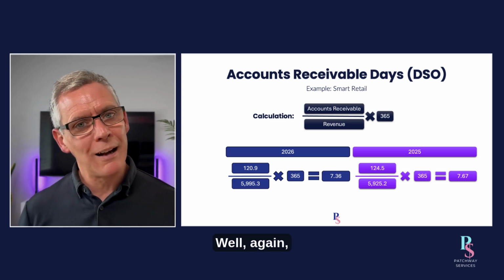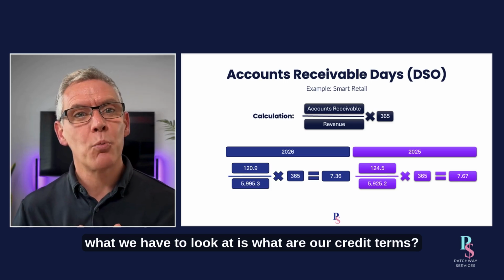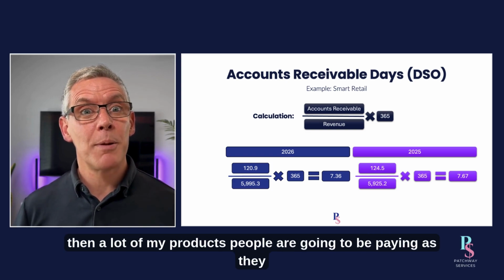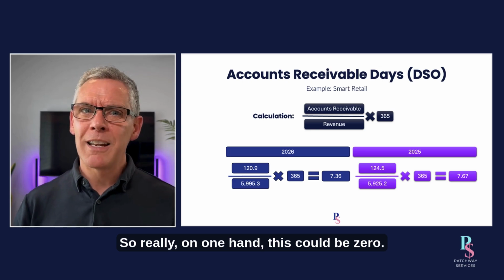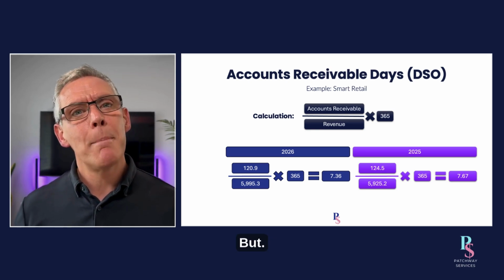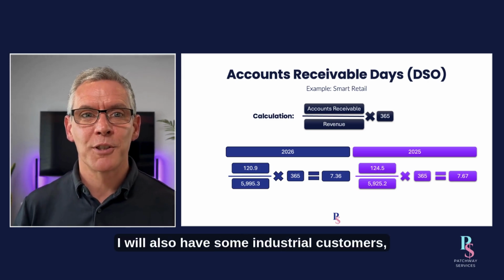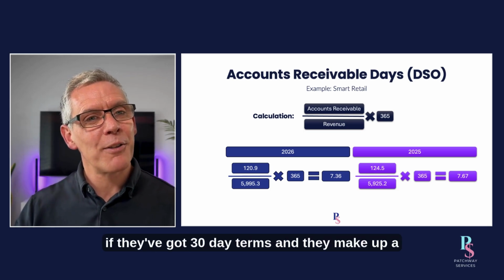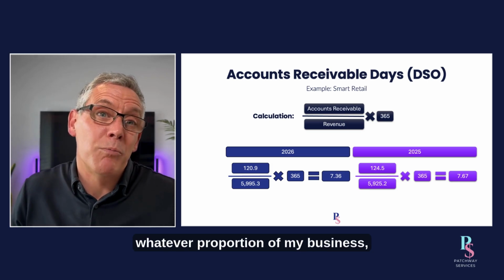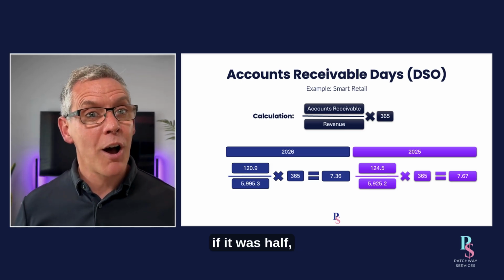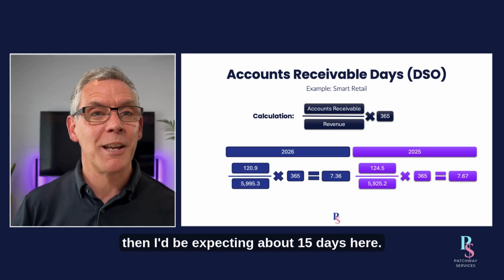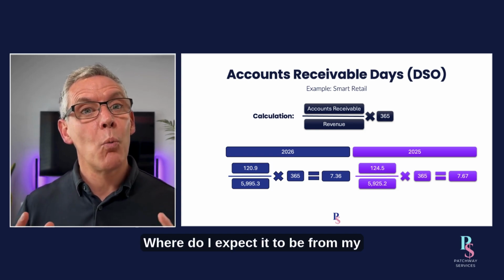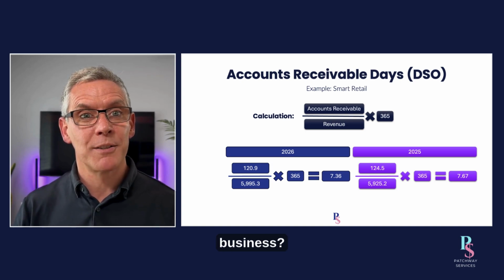Now, is that good? Well, again, what we have to look at is what are our credit terms. If I'm an electrical retailer, then a lot of my products, people are going to be paying as they walk out of the store. So really, on one hand, this could be zero. But I will also have some industrial customers, so some business to business customers, and they may have some credit terms. So as I balance that, if they've got 30-day terms and they make up, whatever proportion of my business, if it was half, then I'd be expecting about 15 days here. If it's a quarter, about 7.5. And that's what I've got to be really comparing it to. Where do I expect it to be from my business?